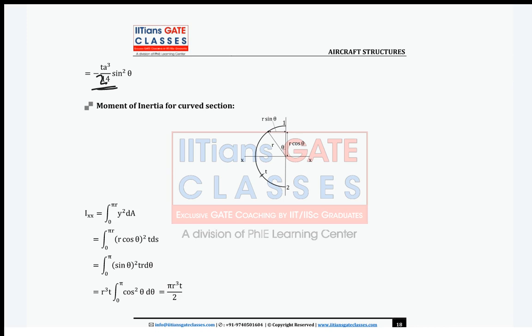Now next and last is what, moment of inertia for curved section. So you can see this is a curved section. Suppose you want to find Ixx, moment of inertia about this. The radius of this section is R. We took this section here which is making theta angle from vertical, and this section is ds. So what will be your Ixx? It is integration y square dA, right? Now what is the y? It is r cos theta. So it is r cos theta square. What is the dA? It is t ds.